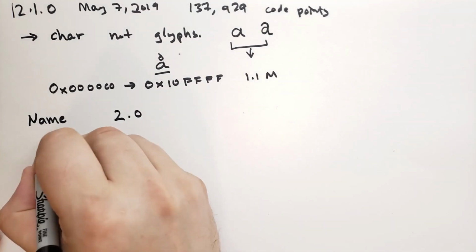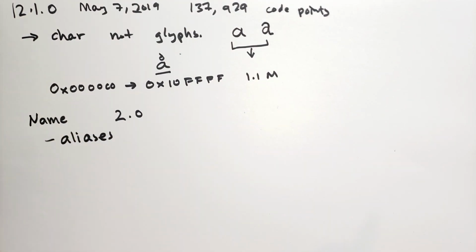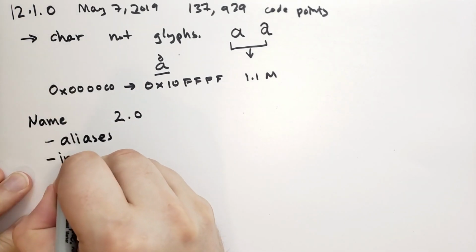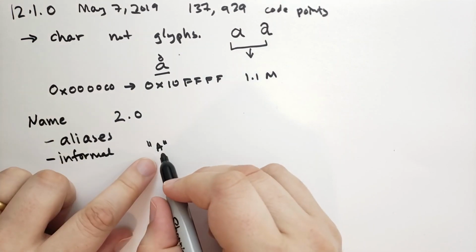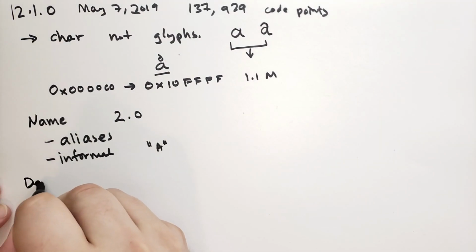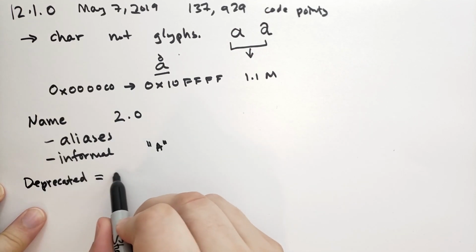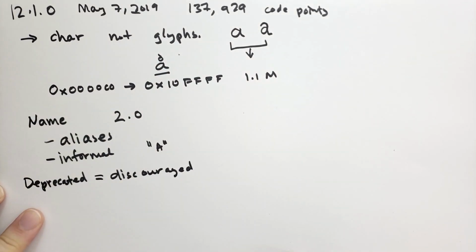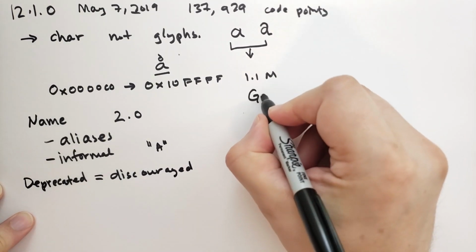Okay. However, many code points have aliases. This might be the traditional names of these characters or something else like that. And not just that, but there's also informal names. For instance, the name A could apply to many, many different code points in the Unicode standard. Some code points are deprecated. What deprecated means is they're just discouraged. They're not going to go away, but you really should stop using them. Okay. Each code point belongs to a general category.